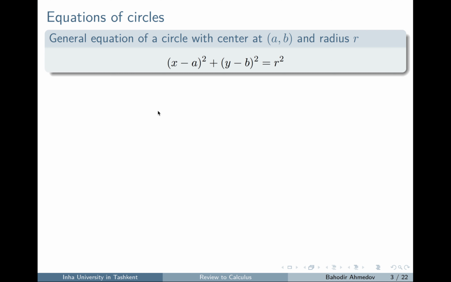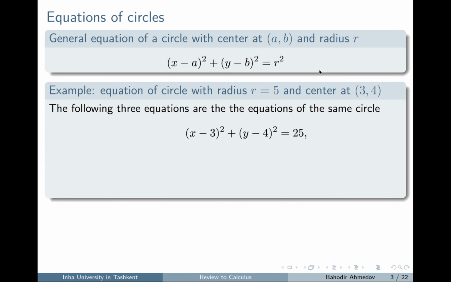So the equation of the circle in the general form has this form, where a and b are the coordinates of the center of the circle, and r is the radius of the circle. For example, the equation of the circle with the center at (3, 4) and the radius 5 can be written in this form.